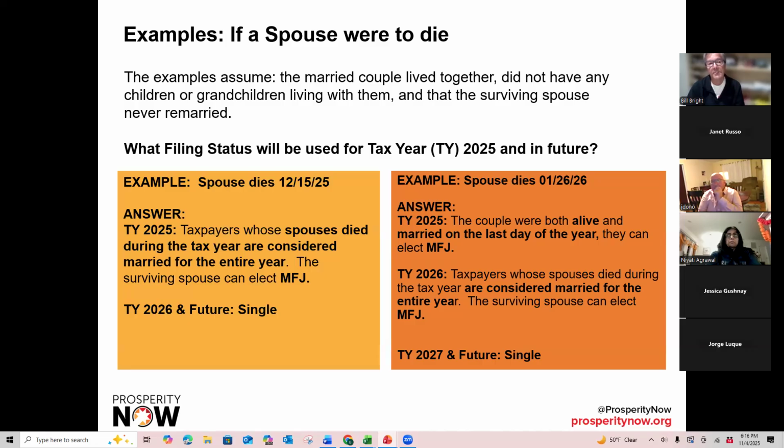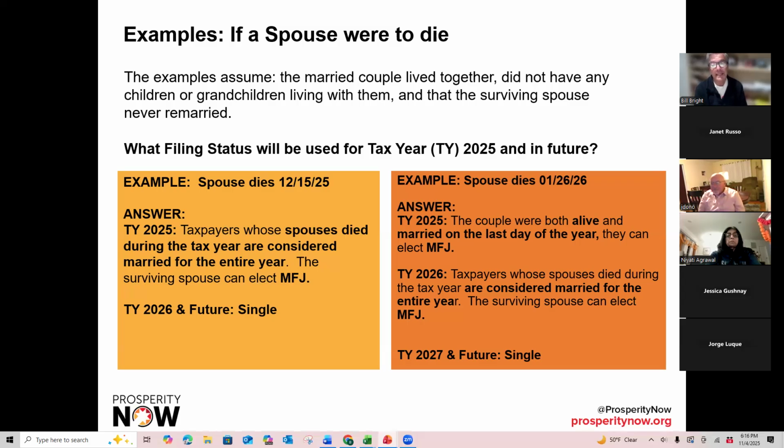So here we go. Examples. If a spouse were to die, and unfortunately we get our fair share of these that happen during the year. Married couple living together, did not have any children or grandchildren living with them, and the surviving spouse never remarried. So spouse dies 12/15/25. Taxpayers whose spouses died during the tax year are considered married for the entire year. So in this situation, the surviving spouse can go married filing joint, and then in the future, he's going to be single or she's going to be single.